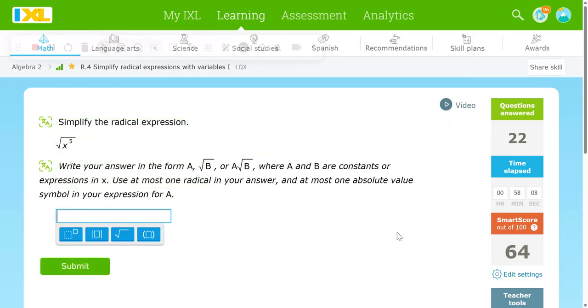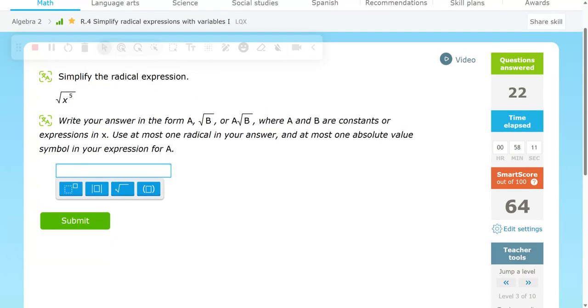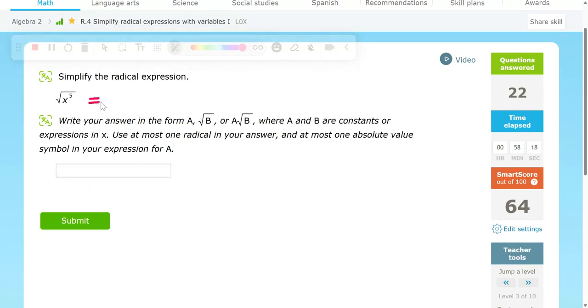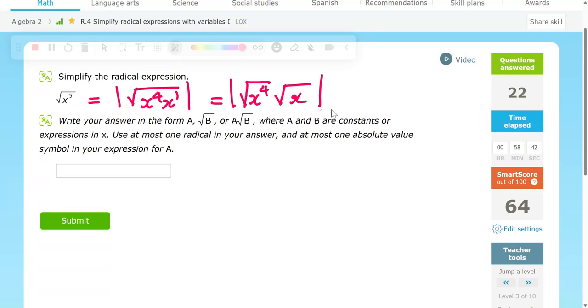Okay, what level am I at? Level 3 already. Okay, you know what to do with this. This is a square root. So I give the absolute value sign. Okay, but actually the x to the 5, you cannot divide by 2. So I will break it down as x to the 4 and then x to the 1. Absolute value. So x squared, square root of x to the 4, and then square root of x.